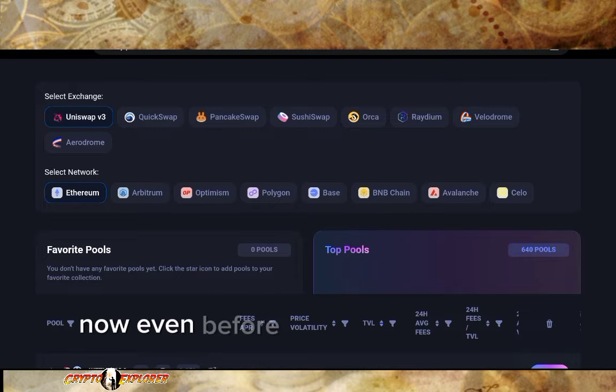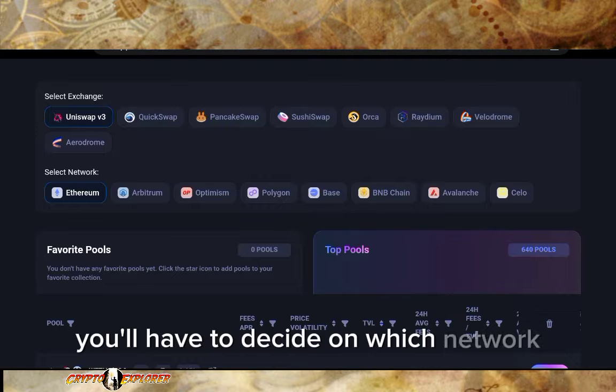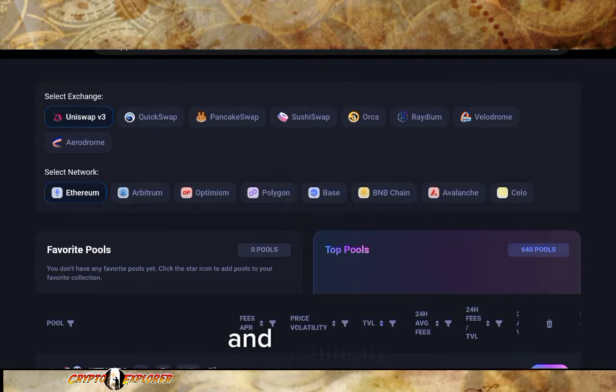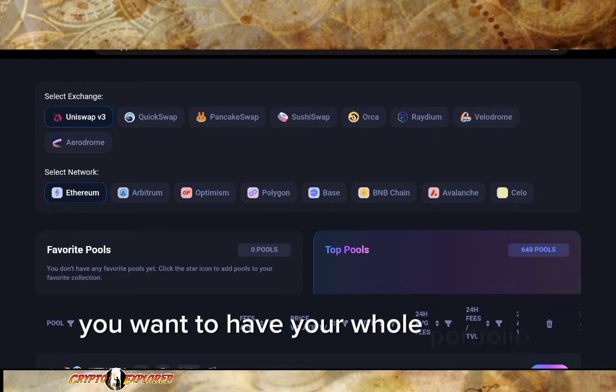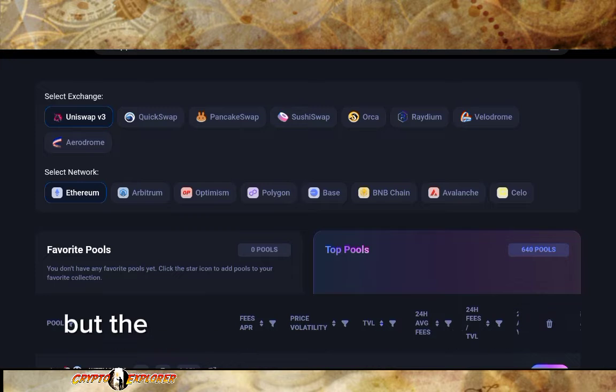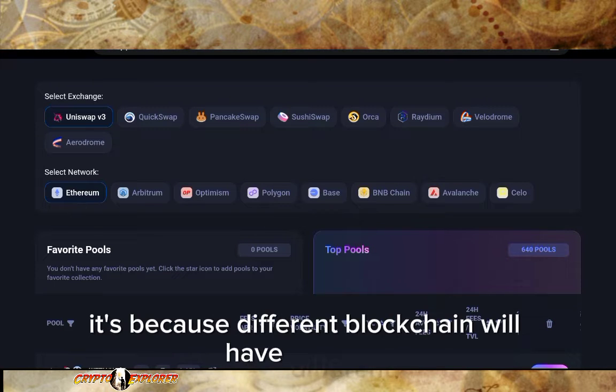Now, even before you select a liquidity pair, you'll have to decide on which network, which blockchain you will be providing liquidity on. And optimally, you want to have your whole portfolio spread out through different blockchains. The more the better in order to diversify. But the main reason I'm sharing this with you is because different blockchains will have different gas costs.